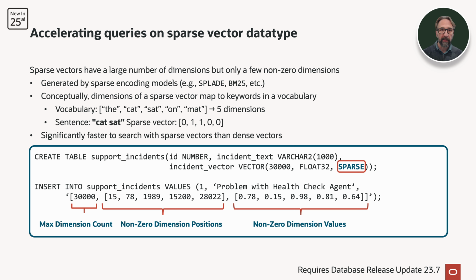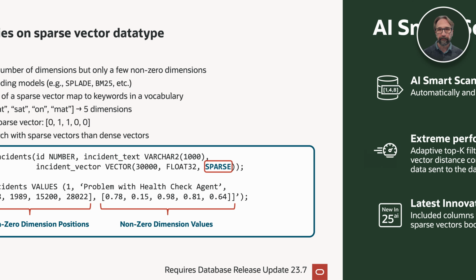Again, it's very easy to create a sparse vector by including the sparse keyword in the create table statement or alter table DDL statement that you might use. And inserting into a sparse vector is as easy as adding an array that includes the maximum dimension count, the non-zero dimension positions, and then the non-zero dimension values for that particular vector. And processing of these sparse vectors is offloaded to AI Smart Scan and therefore the Exadata storage servers as well.